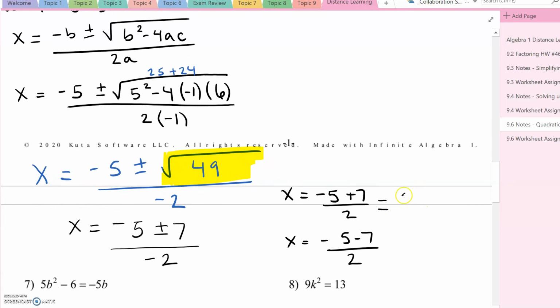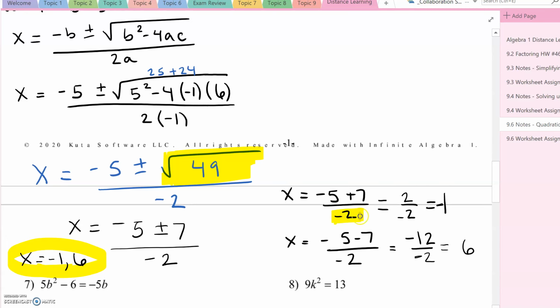Simplifying these, negative 5 plus 7 is 2. Oh, this is a negative 2 on the bottom. Look at me. So that would have made it a negative 1. Negative 5 minus 7 is negative 12, over negative 2, which is a positive 6. So our answers here are x equals negative 1, positive 6. If you're confused how I got a negative 1, I had forgotten to put a negative on my denominator of negative 2. So negative 1 and positive 6 are our answers for problem 5.